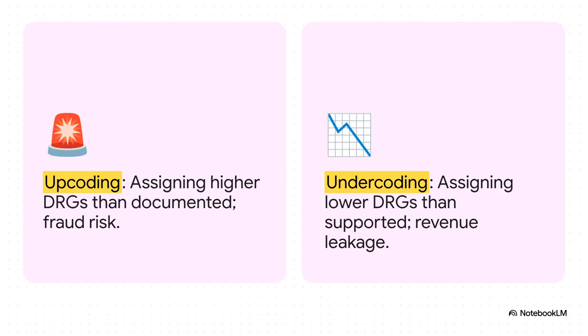Let's take a look at the two extremes here. We've got upcoding on one side and undercoding on the other. Upcoding is intentionally assigning a higher weighted DRG than the medical record legally supports. Make no mistake, this is fraud under the False Claims Act and brings incredibly severe penalties from the OIG. On the flip side, undercoding happens when you fail to capture a valid CC or MCC just because of vague documentation. This results in straight-up revenue leakage and an artificial drop in your CMI, which falsely makes your hospital look a lot less complex than it actually is.